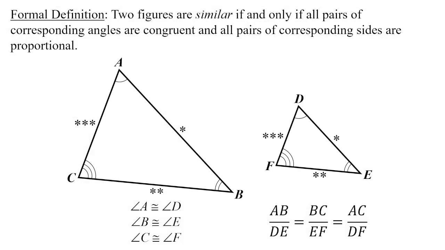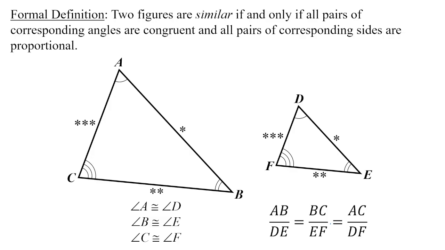And today, we're going to talk about proving triangles similar. Now, if you remember from the video about similar figures, two figures are similar if and only if all pairs of corresponding angles are congruent and all pairs of corresponding sides are proportional. So, if we were to prove that two triangles are similar, we would have to prove all of that, right?